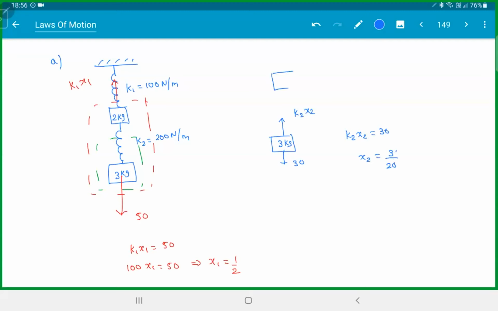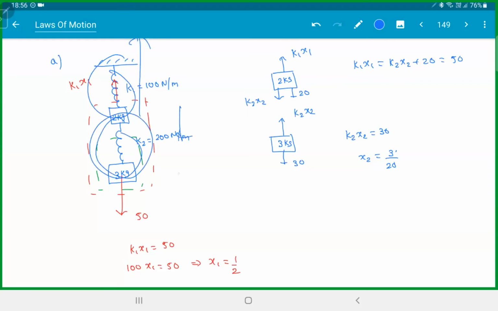See, this is how the FBD will look. This guy will be K1 x1. x1 is the elongation. This spring will also pull K2 x2, and this will be 20. So you can write K1 x1 is equal to K2 x2 plus 20. Same thing. Check. This is how you can write the FBD for each system. Because the springs are stretching, they will pull. So this spring will pull up, this spring will pull down and this will pull up. So it will always pull. It will pull both of them inside. Please check.